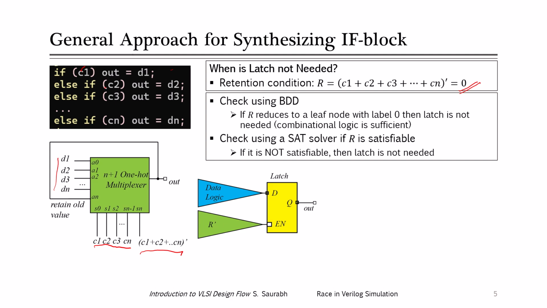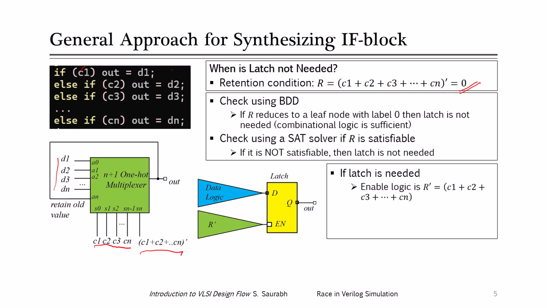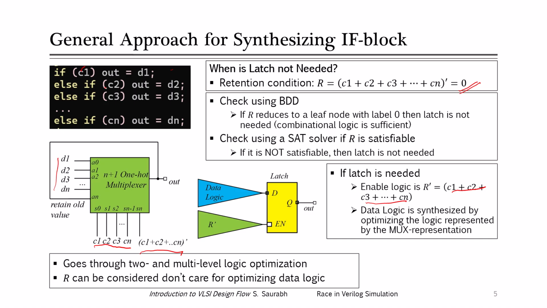Now, once we know that a latch is indeed needed for this if-else if block, then we can easily build the enabling logic. The enabling logic is basically the OR of these conditions, C1, C2, C3, Cn. And we can also get the data logic. We can synthesize the data logic by optimizing the logic representation of this n plus 1 one-hot multiplexer, and we can take this enable logic and the data logic through two-level and multi-level logic optimization.